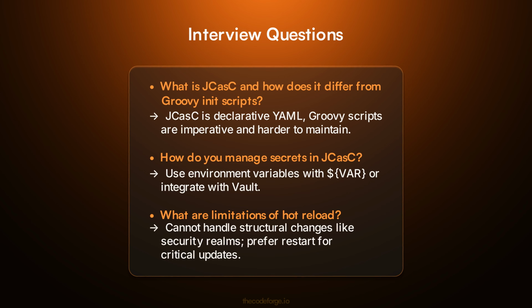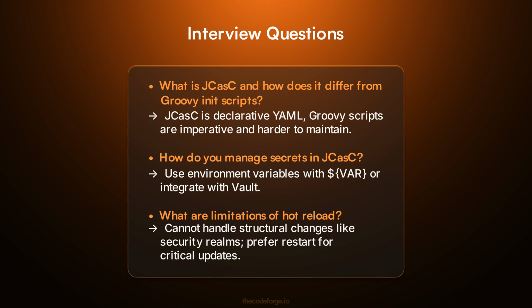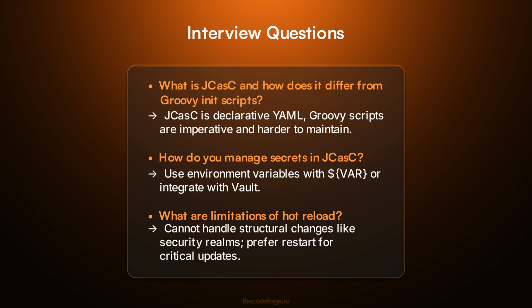Let's run through some common interview questions. What is JCasC and how does it differ from Groovy init scripts? JCasC is declarative YAML, Groovy scripts are imperative and harder to maintain. How do you manage secrets in JCasC? Use environment variables with the variable syntax or integrate with Vault. What are limitations of hot reload? It cannot handle structural changes like security realms, so prefer restart for critical updates.